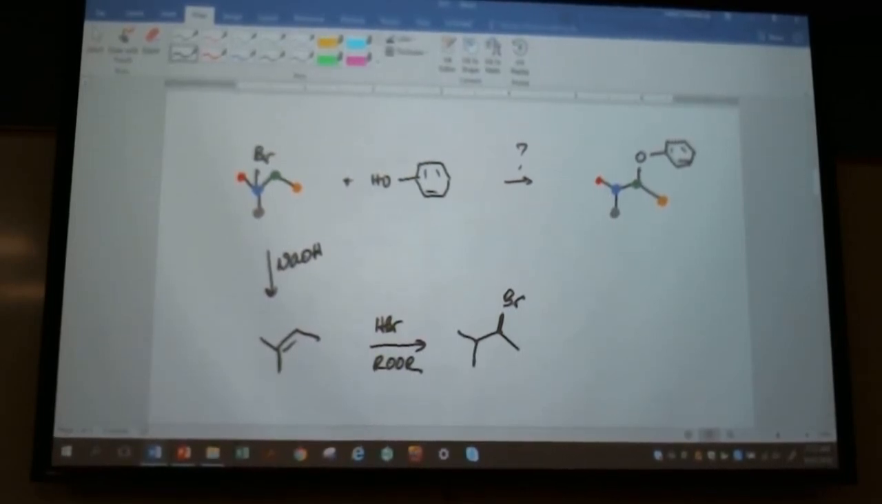Now, if I'm going to do an SN2 reaction, I need a strong nucleophile. So, not just the alcohol, but the alkoxide ion, right? So, I would need to put some sort of a base, like the sodium hydroxide, to make the alkoxide ion, right? For SN2 reactions, we need strong nucleophiles, and this alkoxide ion will come, displace this, and now we have the product.